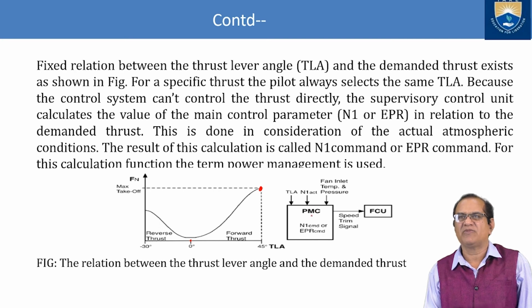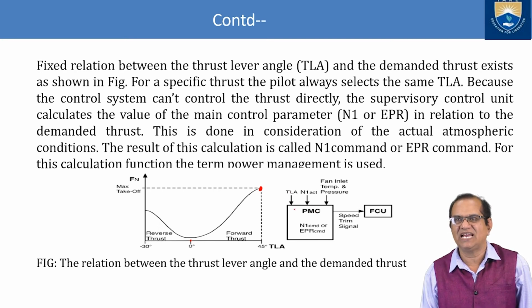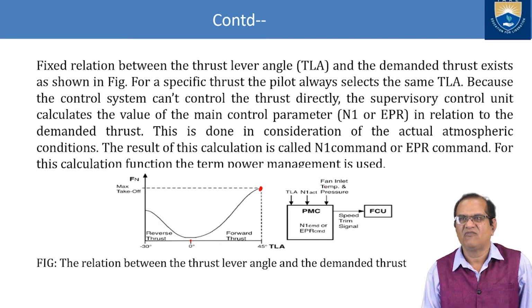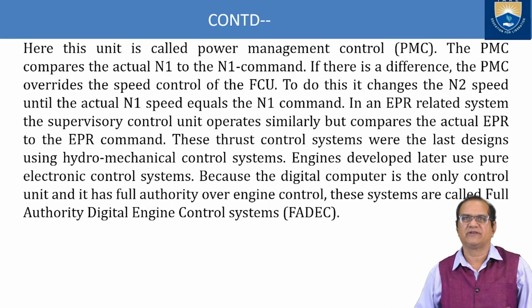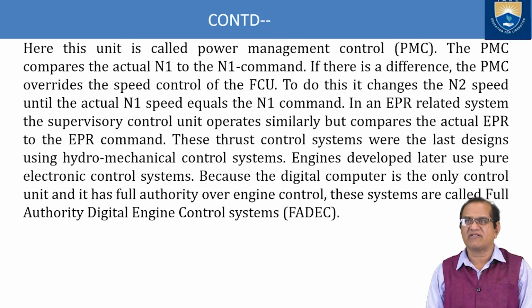Here we have the power management control system. Here is a TLA, N1, and the fan inlet temperature, T0. This goes to the speed fuel control unit, speed trim signal. So this is a small diagram shown here. Here this unit is called the power management control.